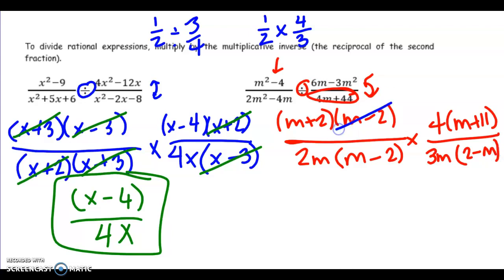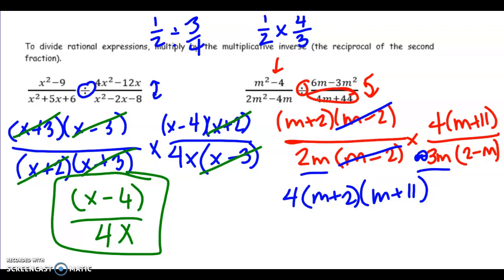My m minus 2 and my m minus 2, that cancels, okay? And so far, the rest doesn't cancel. However, what if I pulled out a -3 here instead, and then I got a negative? It still wouldn't matter. Okay, we're going to leave that out. All right, so let's reduce down to what we have. I'm going to put the 4 out in front. I've got m plus 2, m plus 11. And then I'm going to multiply these together, and I'm going to get a 6m squared on the bottom.